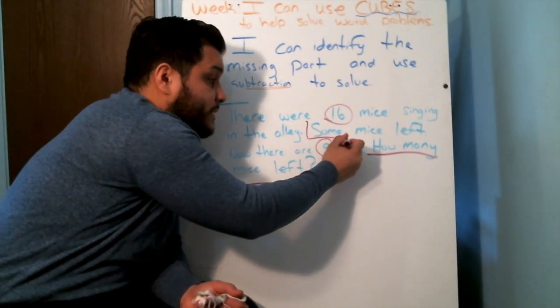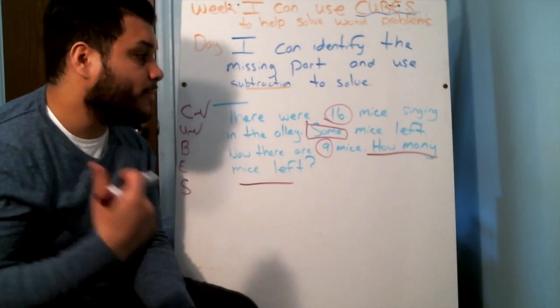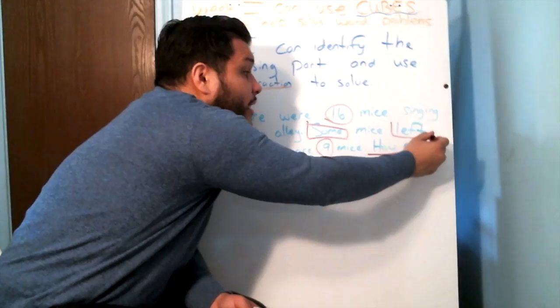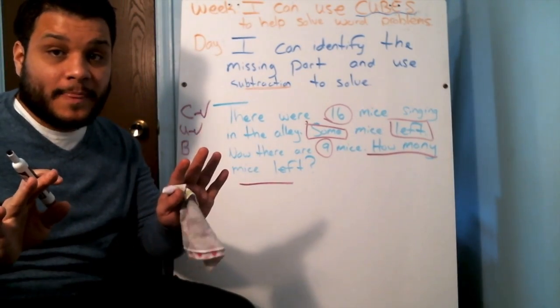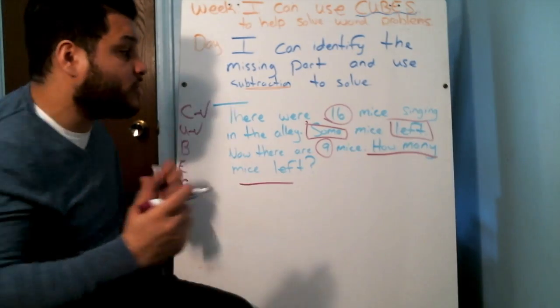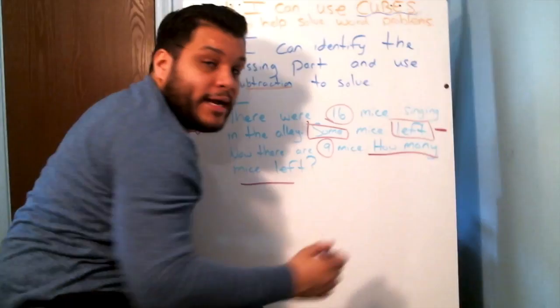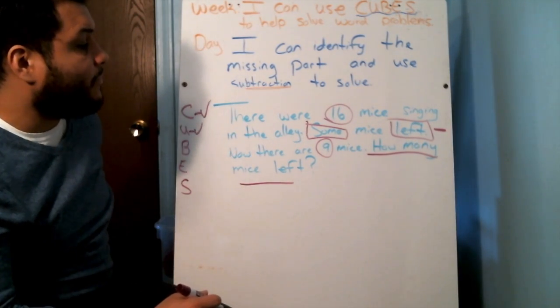We have the word some, which lets us know that there's a missing, awesome, missing part. And we have the word left. We're not going to do addition today. Addition is more. Left is subtraction. So I'm going to put a subtraction sign here. And it looks like a little dash. Now there are 9 mice.